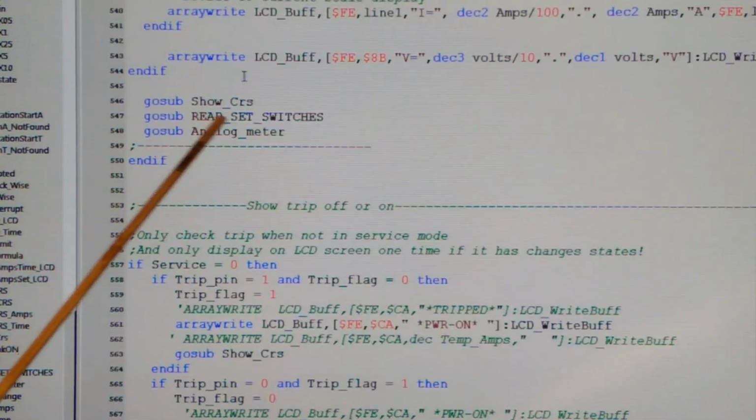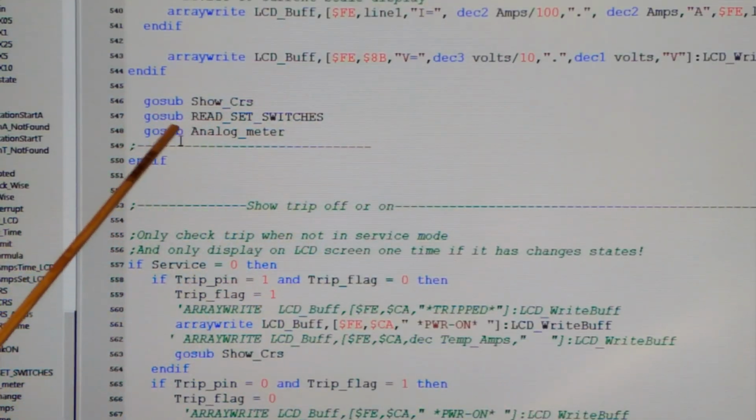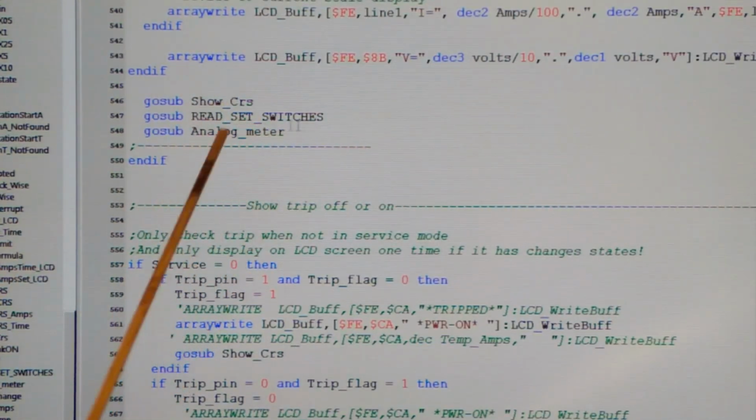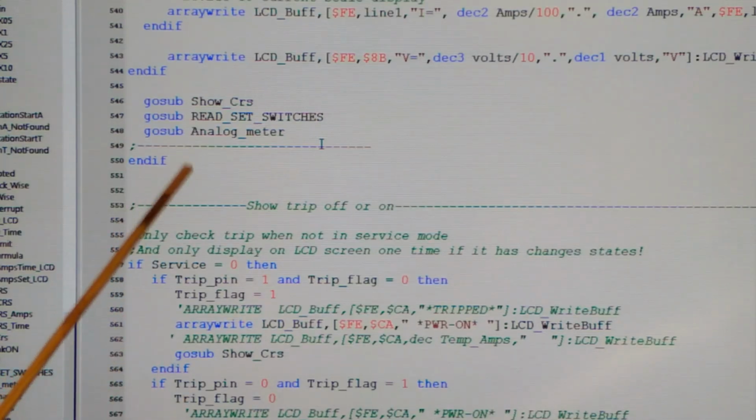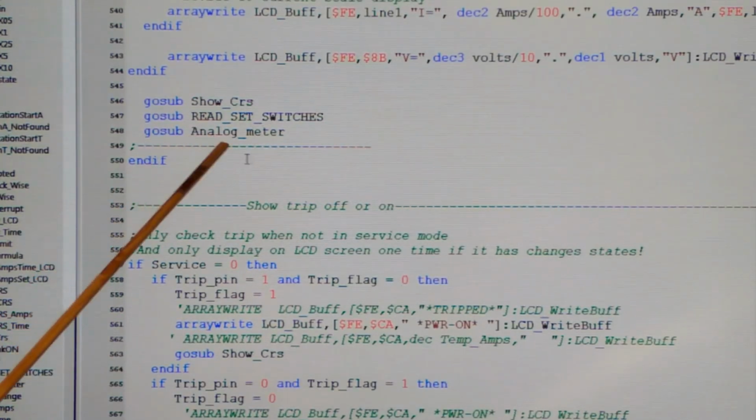You need to show the cursor every time you write to the LCD screen, and I'm reading the switches again to make it more responsive there. And I am updating your analog meter scale because this has auto scale. And that's why I'm going to the sub analog meter.